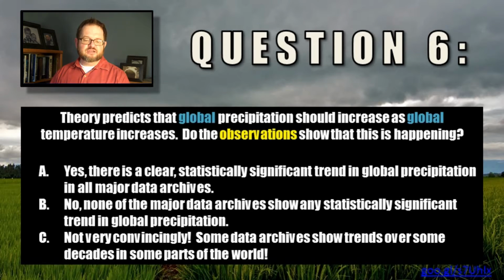A. Yes, there is a clear statistically significant trend in global precipitation in all major archives. B. No. None of the major data archives show any statistically significant trend in global precipitation. Or C. Not very convincingly; some data archives show trends over some decades in some parts of the world though. Which of those three is the best answer? This is more of a food for thought type question. Let's decide what we think the observations are telling us about global precipitation.